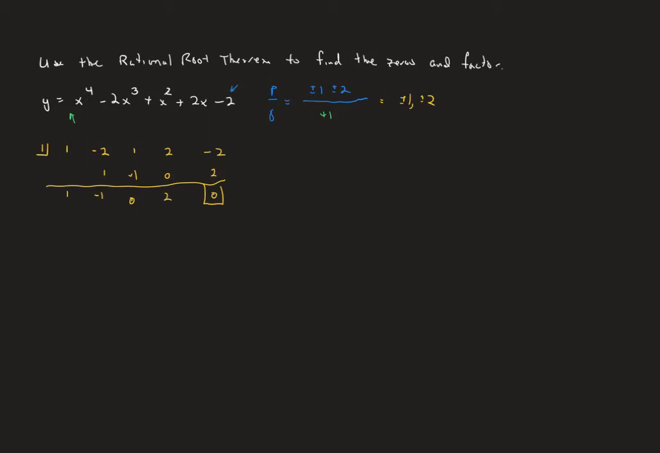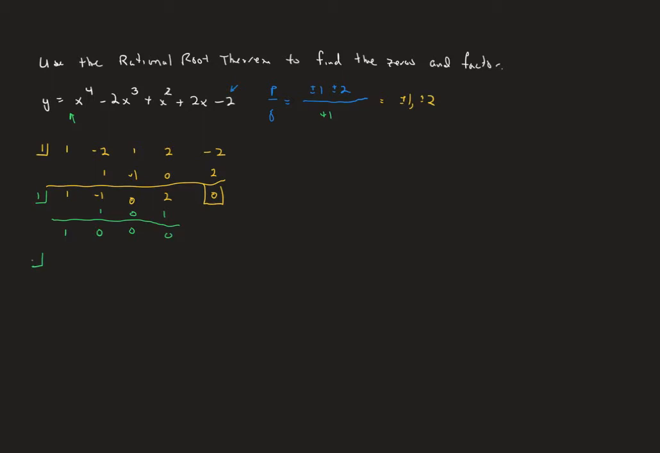Now, we should be on the lookout. It could be that 1 is a 0 again, so I don't want to overlook that possibility. So I'm going to try 1 again, and let's see. We get 1, 1, 0, 0, 0, 1. Not going to work. Well, that had promise.